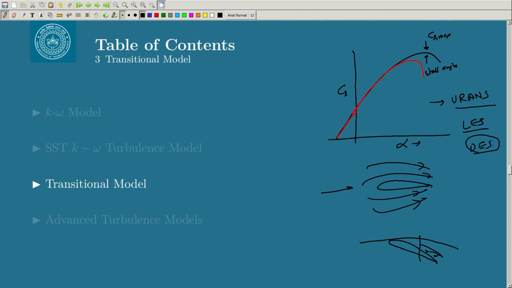Now, we are going to look at a very interesting model which is called the transitional model.